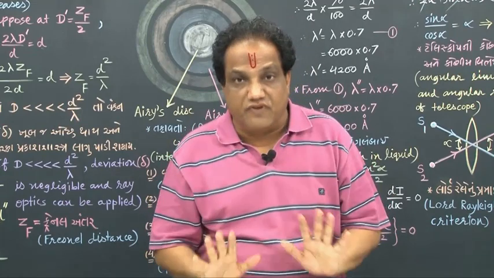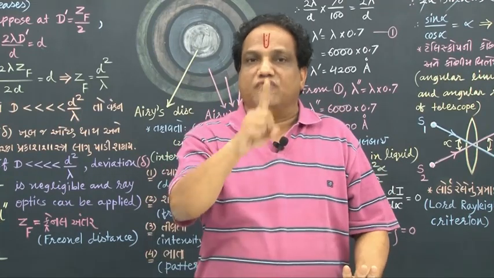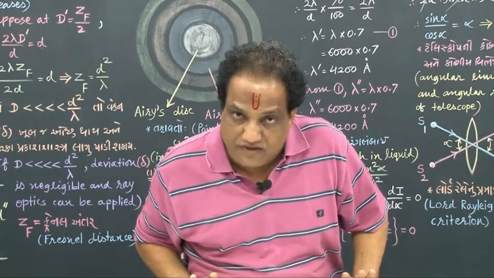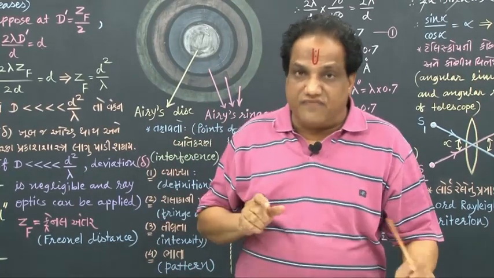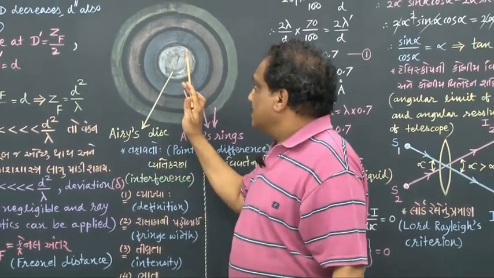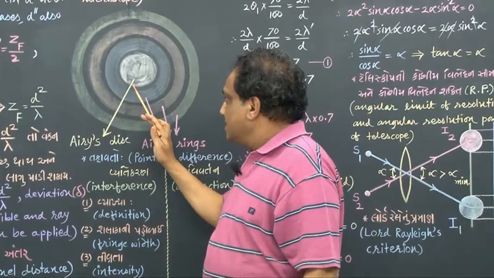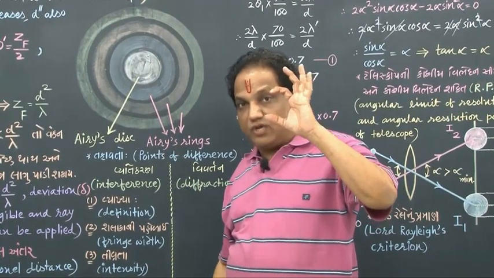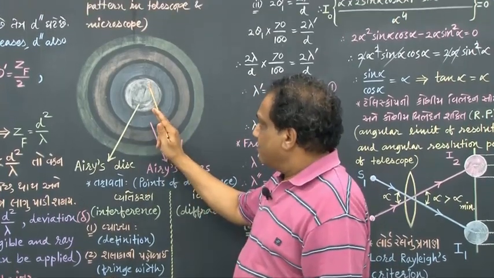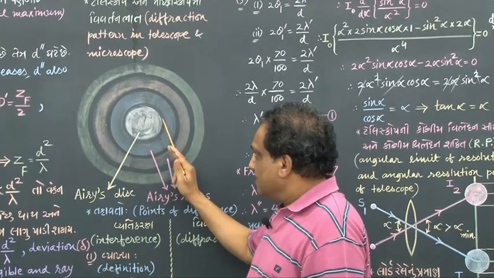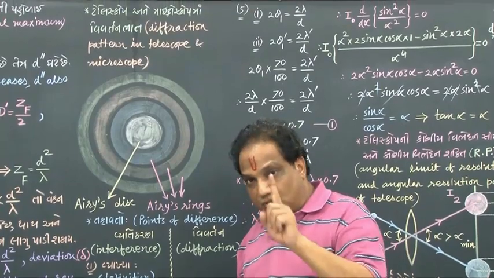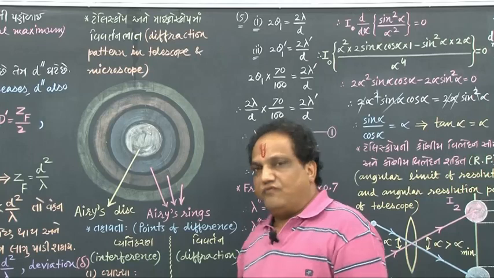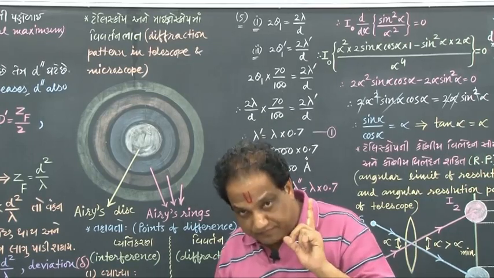The edges are not very sharp, and that sort of image itself is known as diffraction pattern. Okay, fine. You know how is that diffraction pattern? Diffraction pattern is something like this. Exactly at the center, we find some bright spot like a circular disc. This bright circular spot obtained at the center is known as Airy's disc, which indicates central maximum.